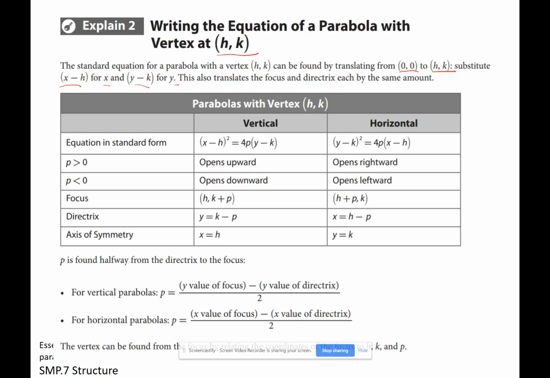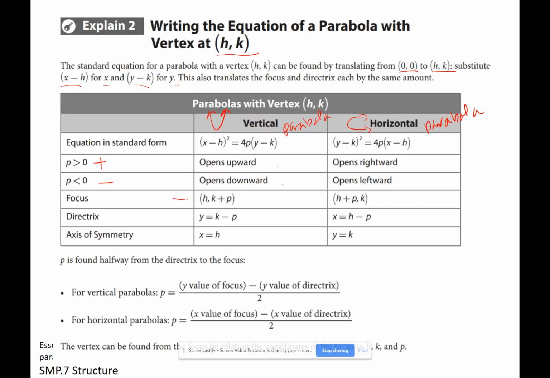Remember, this is the equation for a vertical parabola, and this one's for a horizontal parabola. So the picture of this one looks something like this, or upside down, and the picture of this one is it's laying on its side. The same characteristics here: when p is greater than 0, when it's positive, it opens up or right. When p is less than 0, or negative, it opens down or to the left.